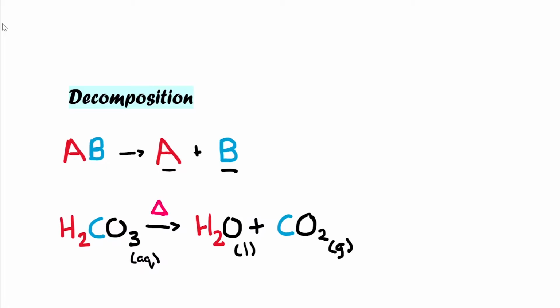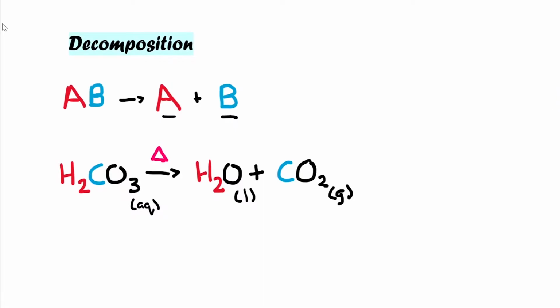All right. So an important note about decomposition reactions is that they're often catalyzed by heat or light. And if a decomposition reaction is catalyzed by heat, you're going to see this triangle over here, which signifies that it's a thermal decomposition. It's assisted by heat. And this is required in a lot of decomposition reactions.